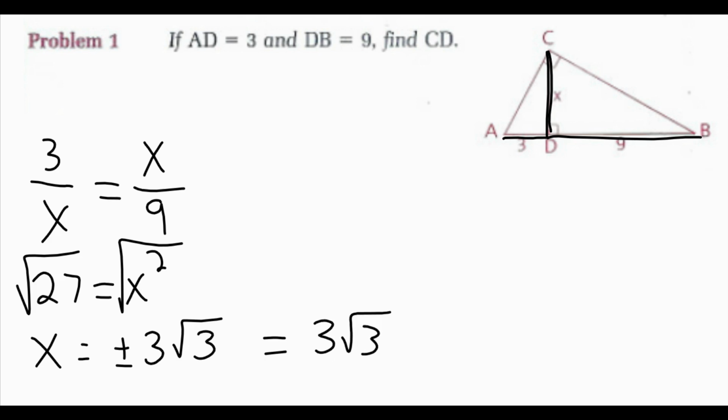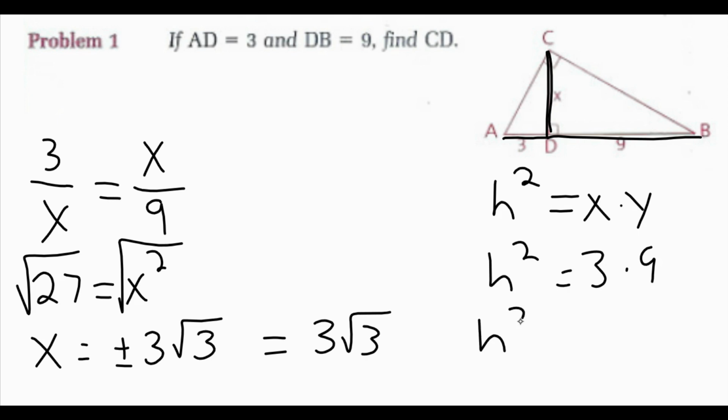Now, if I want to use my rule, this rule would have been h squared, because x is the altitude, is equal to x times y, where h squared would equal 3 times 9, h squared is equal to 27, and then I'd take the square root, and I can see that both ways work. They will get you the same answer.